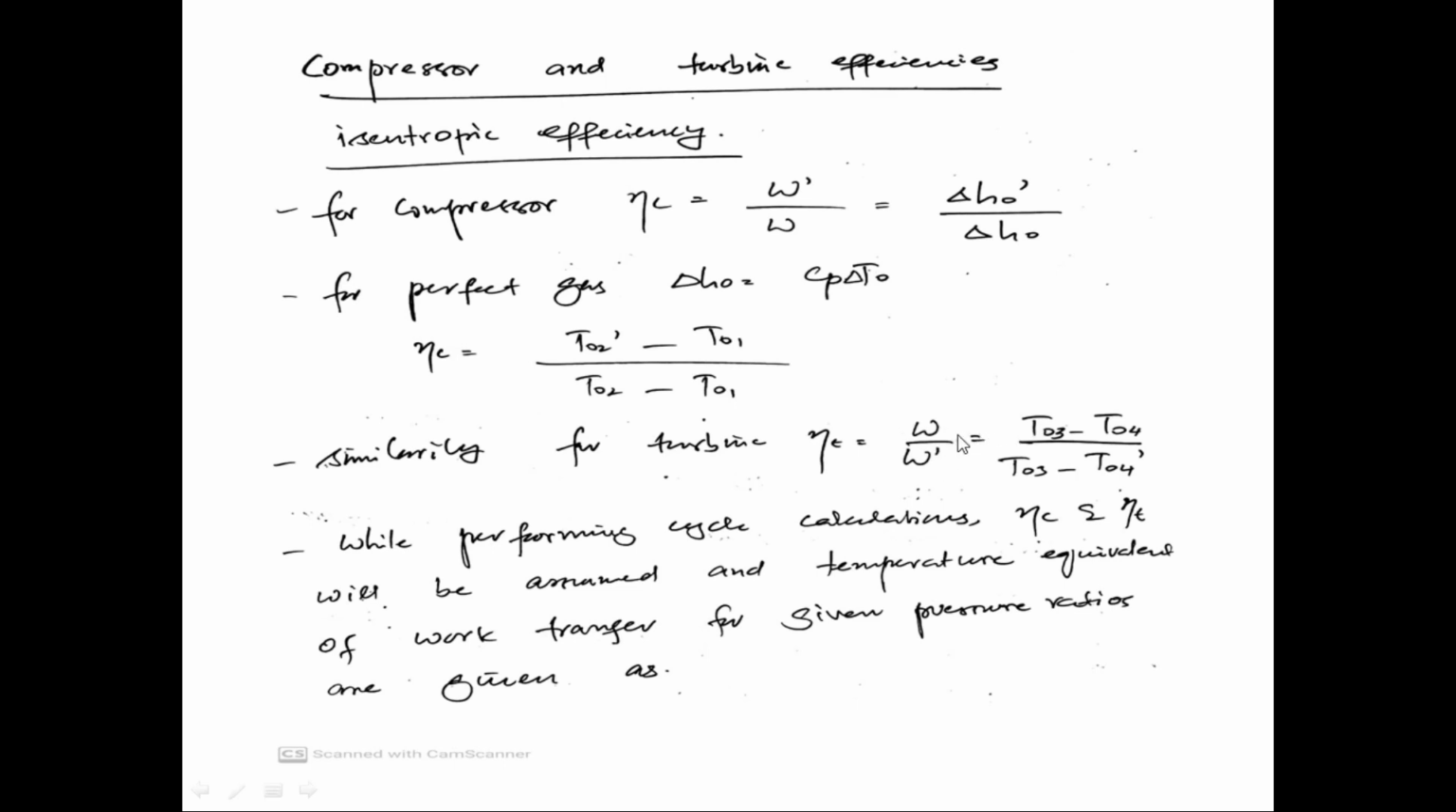So this actual work done is T03 minus T04 if you consider the expansion from state 3 to state 4, and for the isentropic one you can write T03 minus T04 dash.